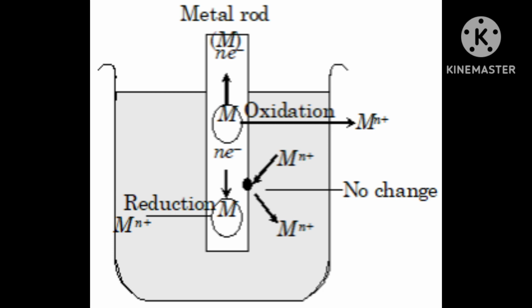Now, I have already discussed that minus delta G is equal to nFE. That relation I have already told you: minus delta G is equal to nFE, a small n, capital F, capital E. Correct? Then you write that value. In the place of minus delta G, you write nFE.